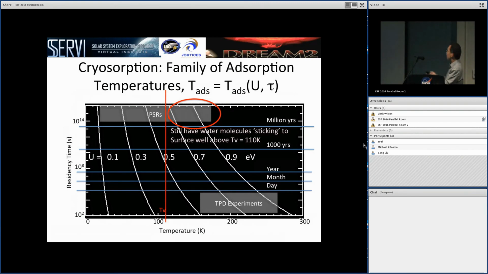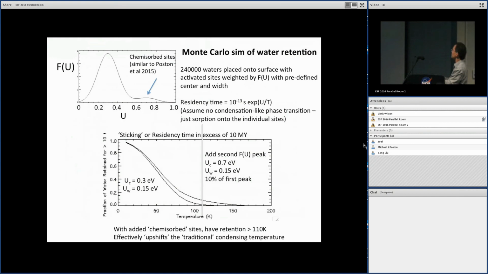And in fact, why this is important is if you look at the more traditional cryocondensation view, you'd be more or less limited to this red line. But in fact, if you have a set of activation energies on your surface above about 0.7 eV, you can actually get these to be trapped at much higher temperatures. And as an example of this, we actually did a Monte Carlo model, a sort of forward model of this.